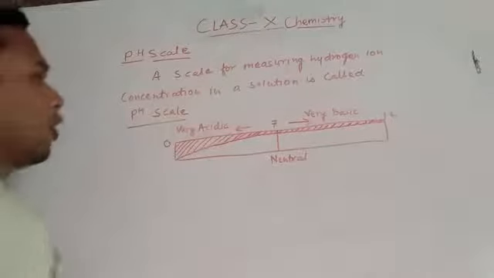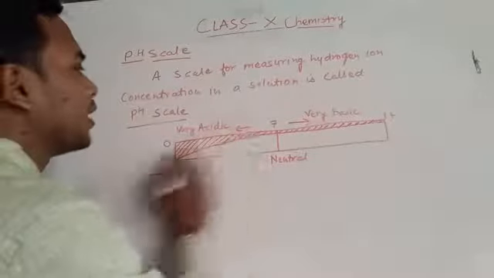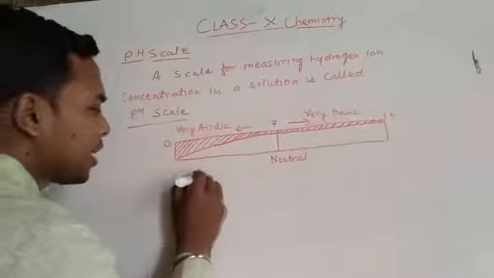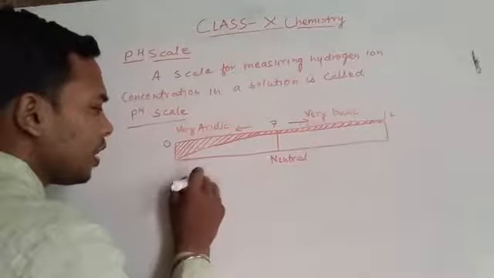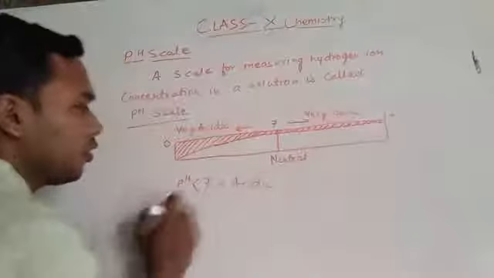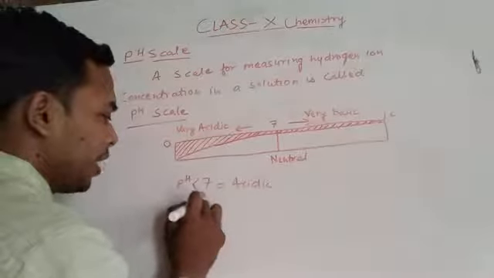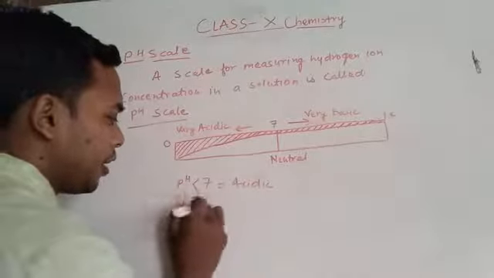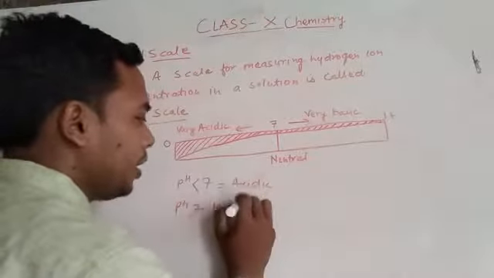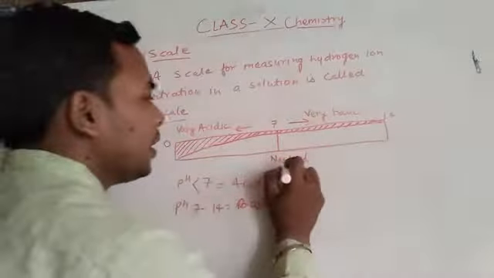Here we find the information that if the value of pH is less than 7, it will be acidic. And if the value of pH is greater than 7, ranging between 7 to 14, it will be alkaline or basic. And at 7 it is neutral.